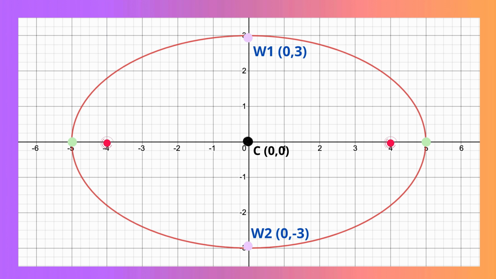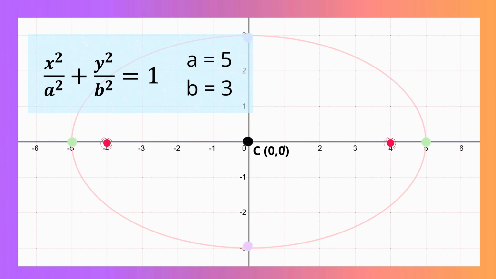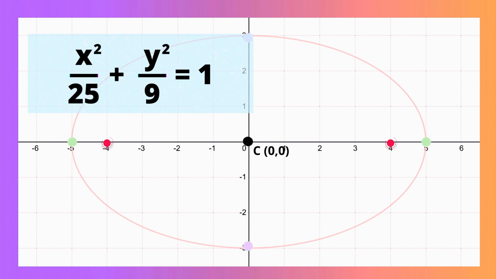The equation of this horizontal ellipse, in standard form, is x squared over a squared plus y squared over b squared equals 1. With a equals 5 and b equals 3, we substitute them to the equation and square them, so that the standard form of equation of this horizontal ellipse is x squared over 5 squared, or 25, plus y squared over 3 squared, or 9, equals 1.